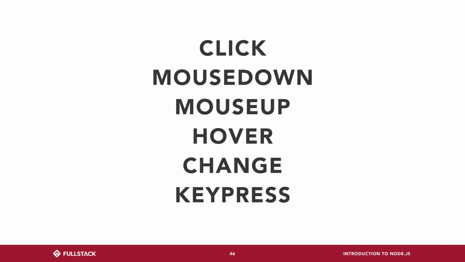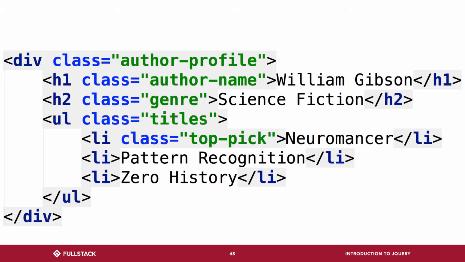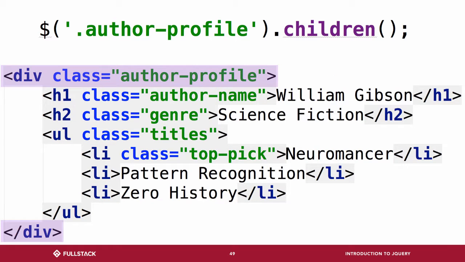So here's an example of any number of event handlers that you can end up using. Here's an example of some jQuery. If we have this author profile, we've got an author name underneath it.